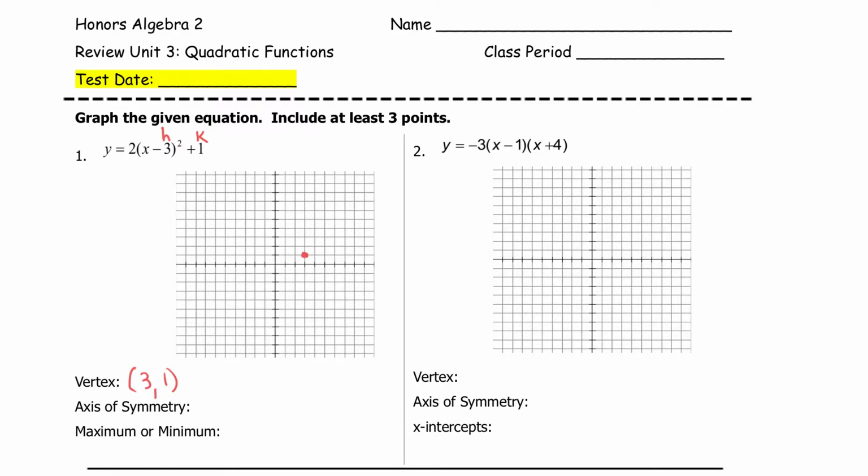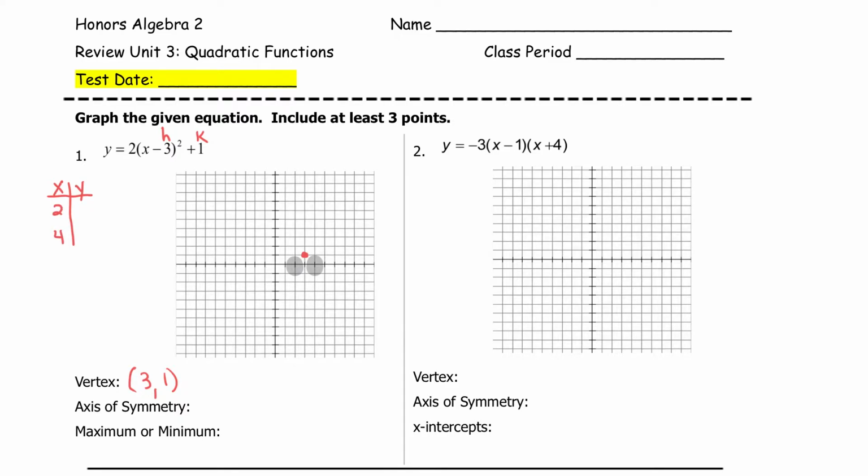Now, in order to get two other points, what you're going to do is pick an x value on either side of it. So I can pick this x value right here, which is 2, and this value right here, which is 4. And we're going to make a table out of those values. So those are my x values. So I'm going to put in a 2 and I'm going to put in a 4.